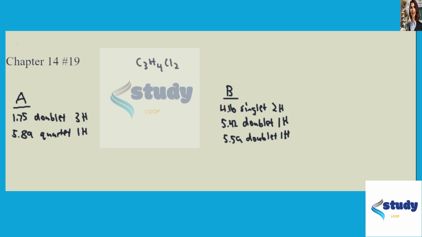This is the answer to Chapter 14, problem number 19 from the Smith Organic Chemistry textbook. In this problem, we are asked to determine the structure of two molecules. So we're asked to identify A and B, which we're told are isomers of molecular formula C3H4Cl2. And we're given NMR data for each of these molecules.